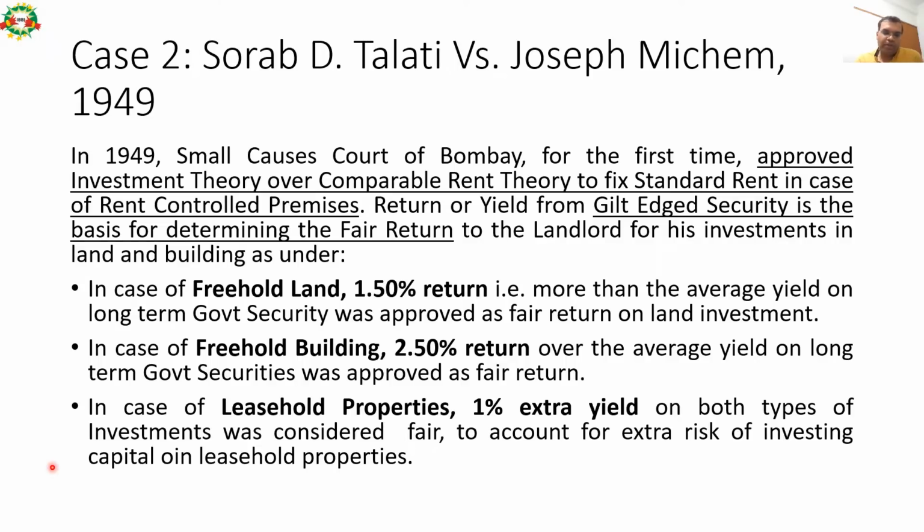However, in case of leasehold property, an additional 1% extra yield, over both freehold land and freehold building, is considered to be fair by the court. So in case of leasehold land, the fair return is 2.5% above the average yield of government securities, and in case of leasehold buildings, 3.5% excess return over the average yield on long-term government security is fair. So this case is very important, and a 1 mark theory question normally comes out of this case law.